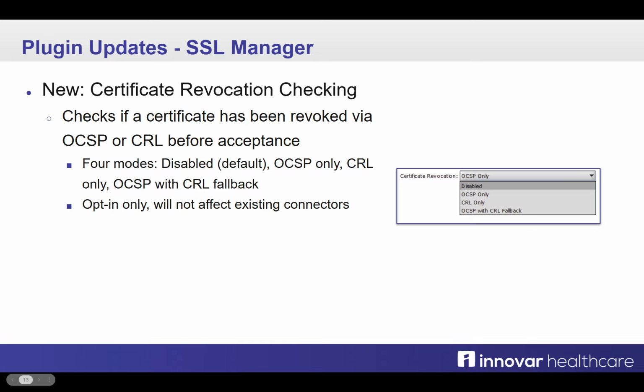We've also added support for certificate revocation checking. So do you want to know if a certificate's been revoked since it was issued? There's a couple different options of how to do this. The default mode is disabled, so it won't check at all. You have OCSP only, so OCSP being the live check. You have CRL only, which is the cached list. That's a little bit faster because it's all local. And then you can do a hybrid of both. So you can do a live check with OCSP that falls back to CRL if it can't make a connection out there to the server. And again, like the other things I mentioned before, this is opt-in only, so it won't affect any existing configurations.